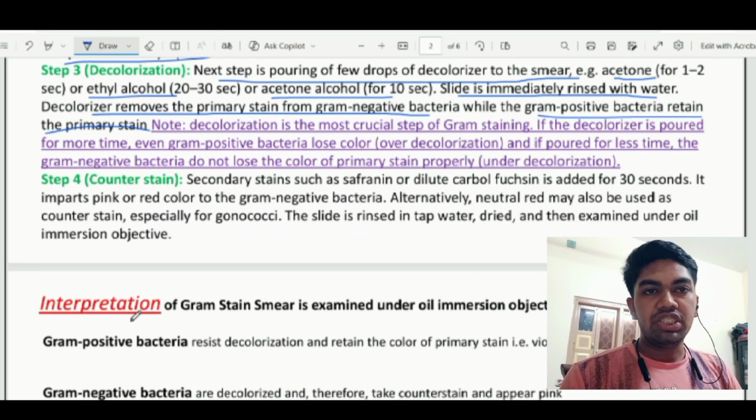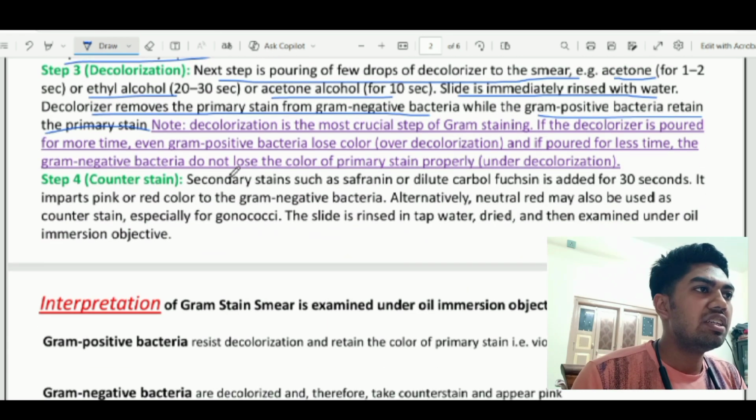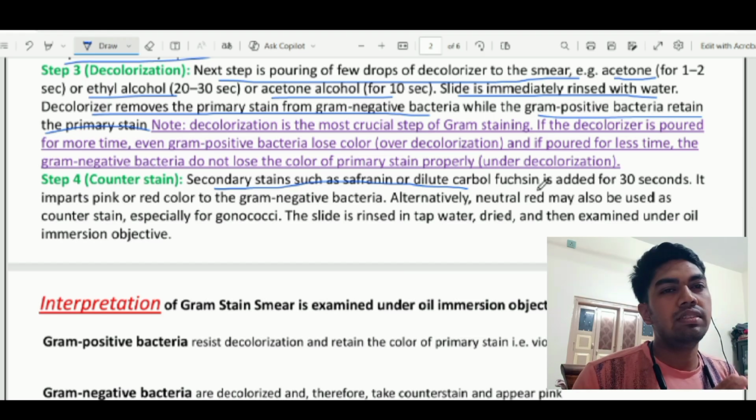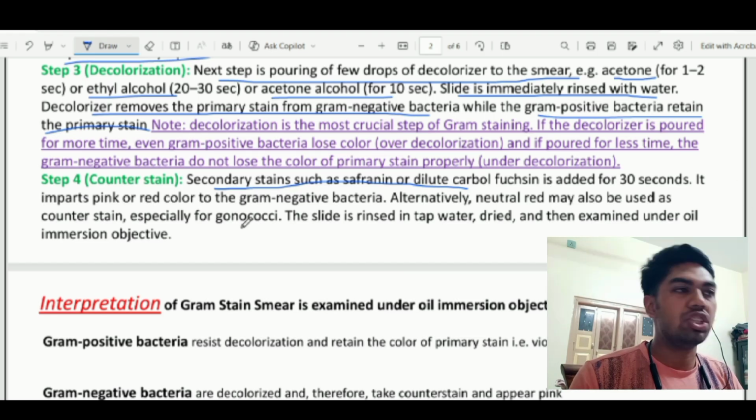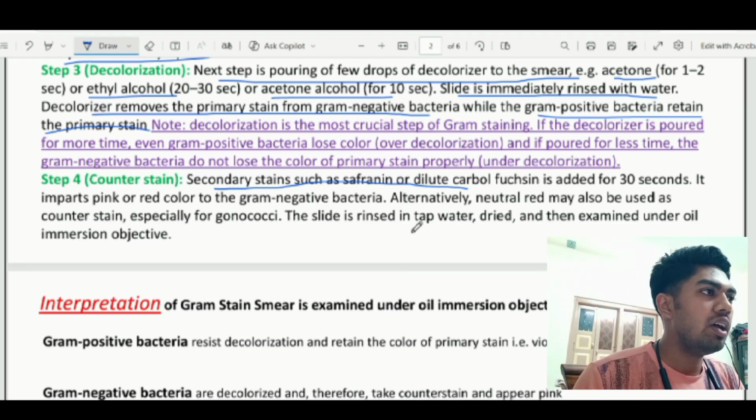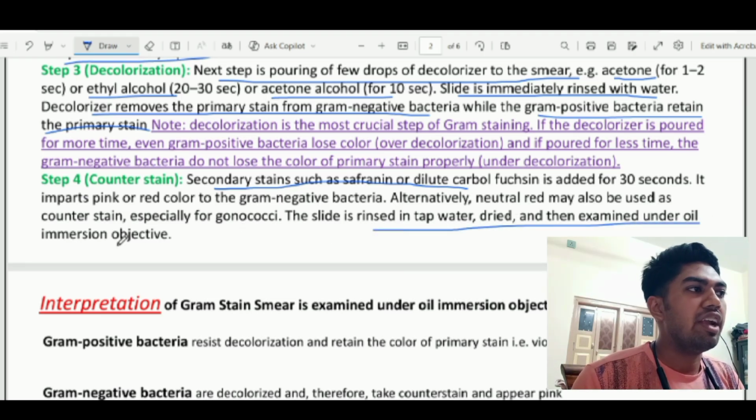And step 4 is counter staining. For counter staining, secondary stains such as safranin or dilute carbol fuchsin are used. It is added for 30 seconds, and after 30 seconds it is washed again, dried in the air, and seen under oil immersion objectives.